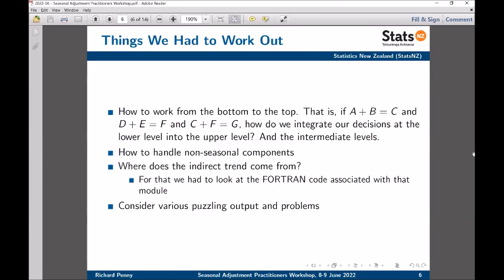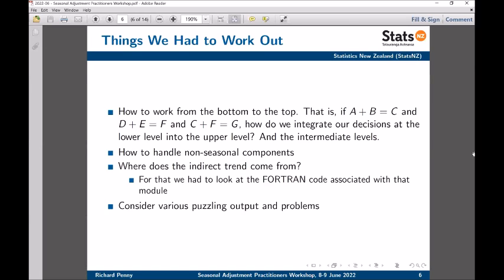So there were various things that we had to work out, such as how to work from the bottom to the top. So if A plus B equals C, and D plus E equals F, and C plus F equals G, remember we haven't made a decision to do direct or indirect as a policy. So we could have things where we're doing things at different levels and intermediate levels. So we had a process for that, and for how to handle non-seasonal components.